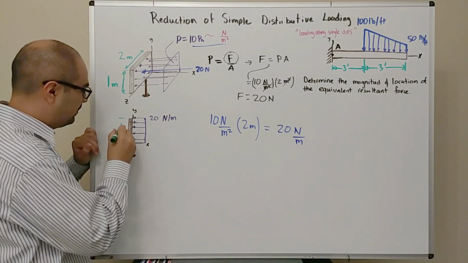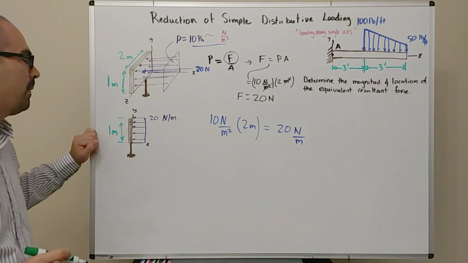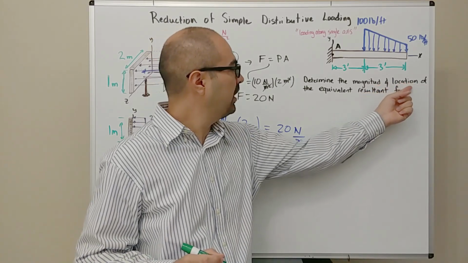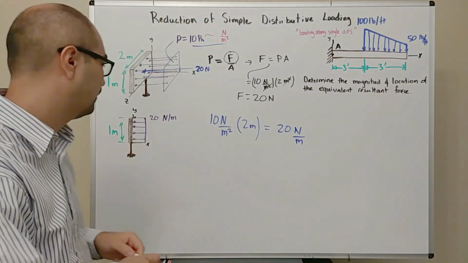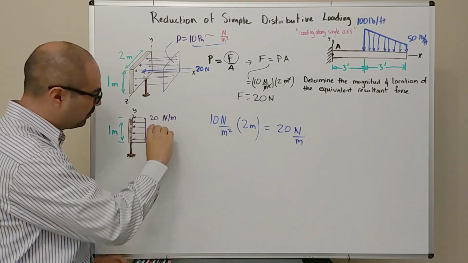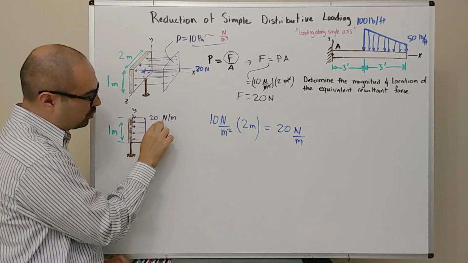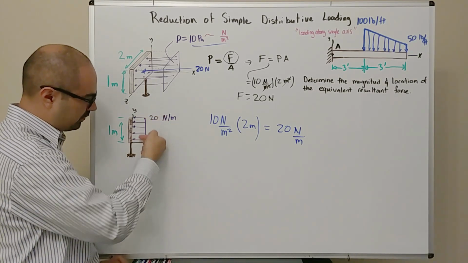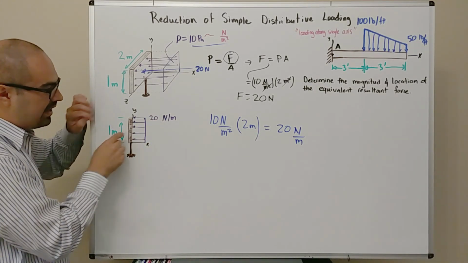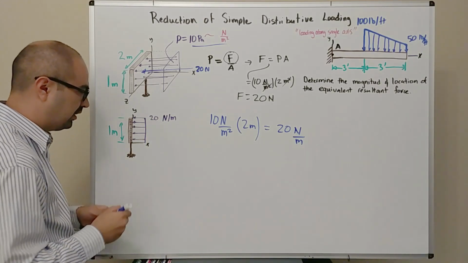So now to solve this problem with the sign, this height still hasn't changed. It's still 1 meter. And if we ask you this question again, determine the magnitude and location of the equivalent resultant force, what will we do? Well, what we know from this problem is that this loading has a magnitude of 20 newtons per meter, right? Since we have 1 meter, it makes sense that the resultant force is going to be 20 newtons.